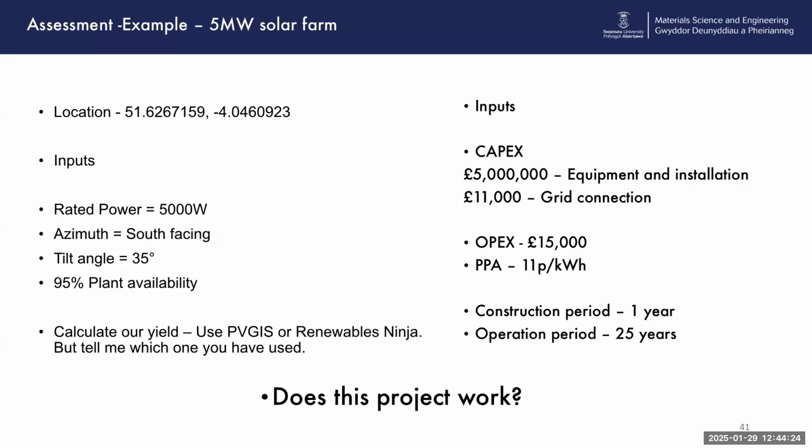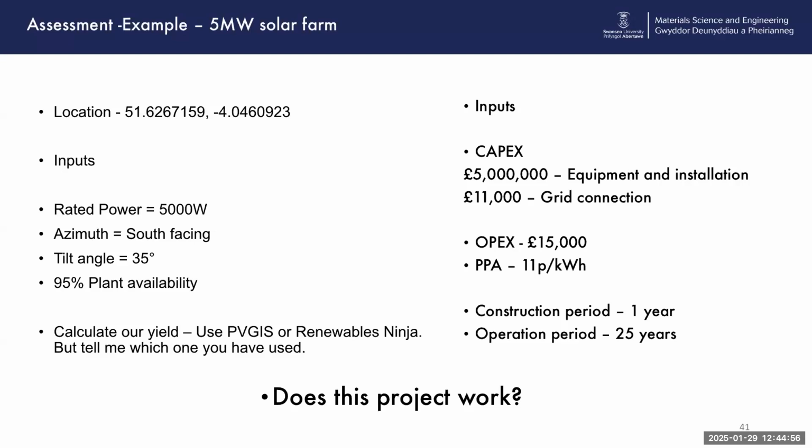And so I've tried to make this assessment useful. And I've said there's going to be an example. The example is I'm going to give you a 5 megawatt solar farm as a project. There's the location on the screen there, but it doesn't really matter. What are the inputs to the model? Well, we know that it's going to be 5,000 watt. We know it's going to be south facing. We know we're going to have plant availability of 95%. And we'll go through each one of those things in the course, all right?